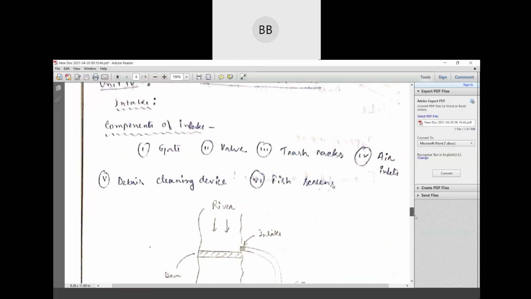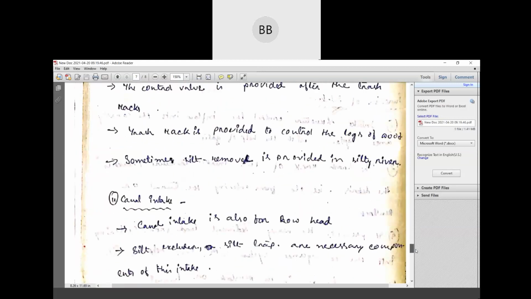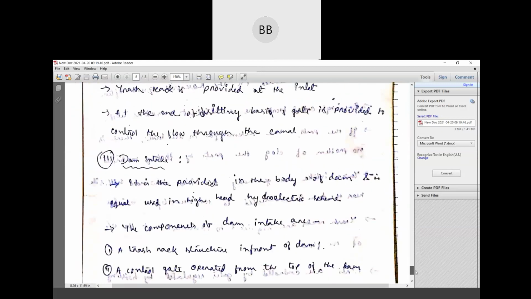So we have started a new unit today. This is a very small chapter. Whatever we have discussed till now is your low head intake structure. Those intake structures are installed only for your run-of-river scheme or small hydropower plants where we are not going to store water. For dams, we have one dam intake, which is the very basic one.